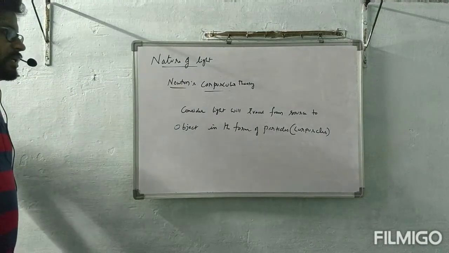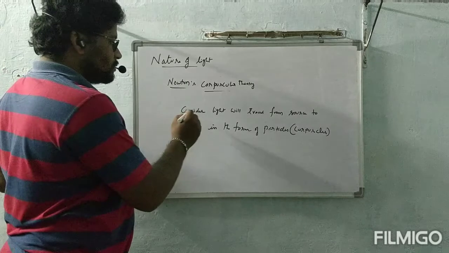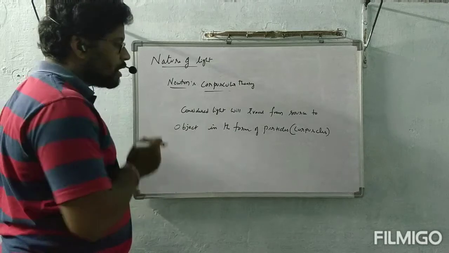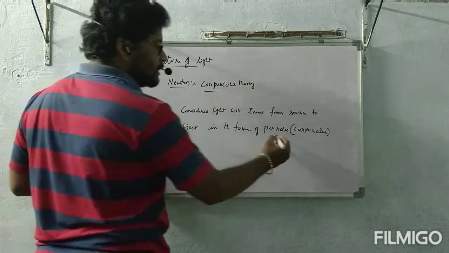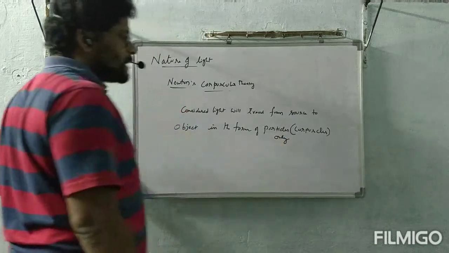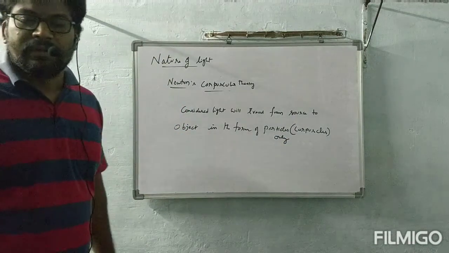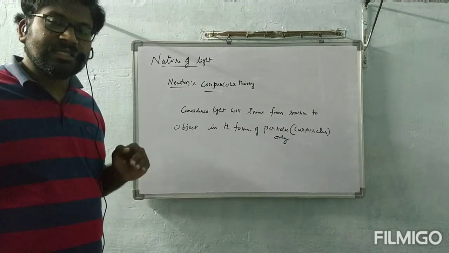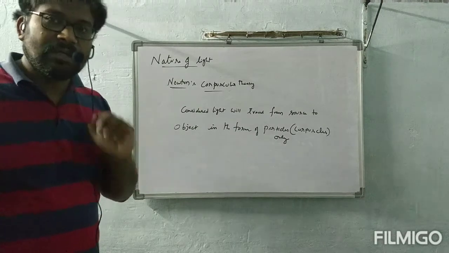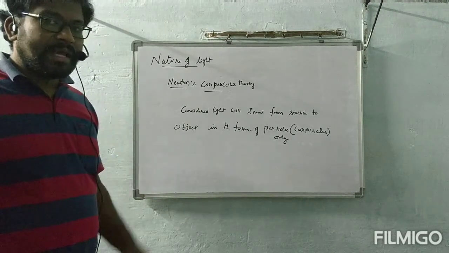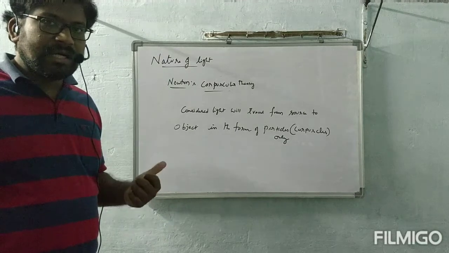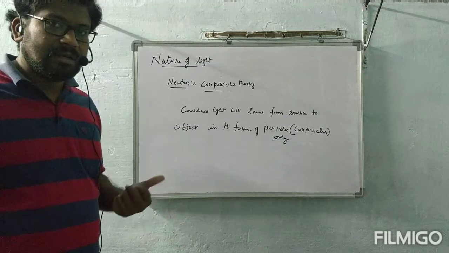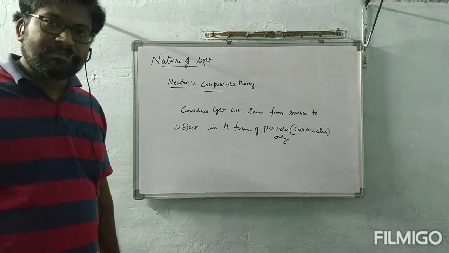Newton's corpuscular theory considered light will travel from source to object in the form of particles only. Those particles are given the name corpuscles. So Newton tried to explain the nature of light by considering light as a particle only. He did not consider wave. Like Bohr, Rutherford, Joseph Thomson, they did not consider electron as wave, correct? They considered electron as only particle. Like that, Newton considered light as particle only.